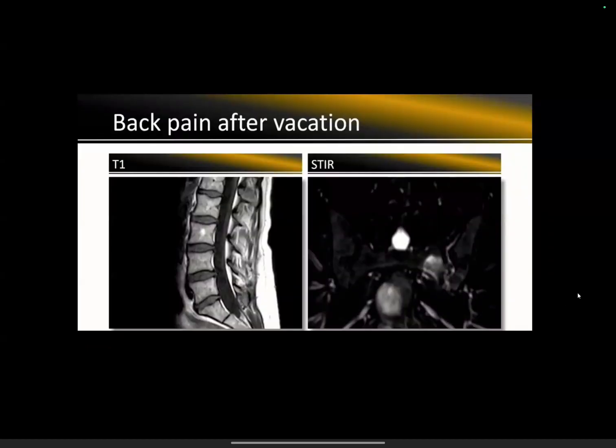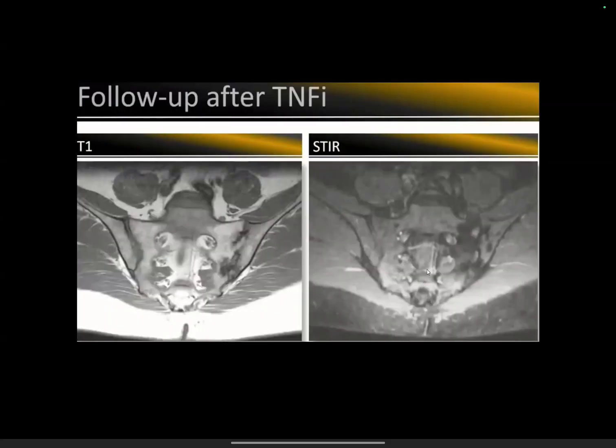Now again another case. This was a patient who came back from a vacation and had back pain. On imaging, on T1 of the spine sagittal we were seeing this, and on STIR coronal we saw some hyperintensity in the sacral aspect of it, right? So this patient was labeled as sacroiliitis on the left side, and on T1 again some fatty signal changes were seen, and on STIR slowly the hyperintensity settled down, right?